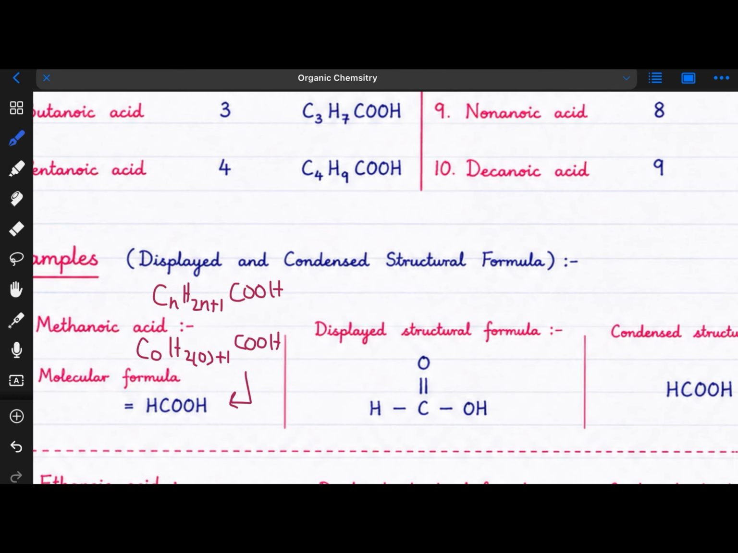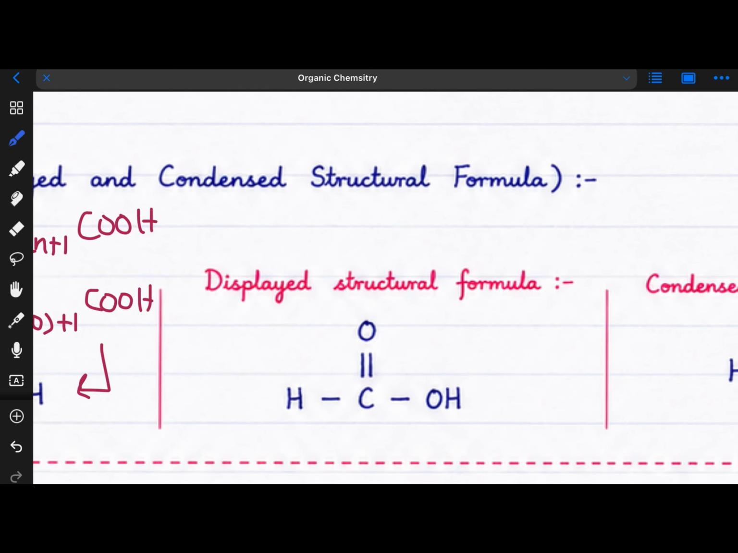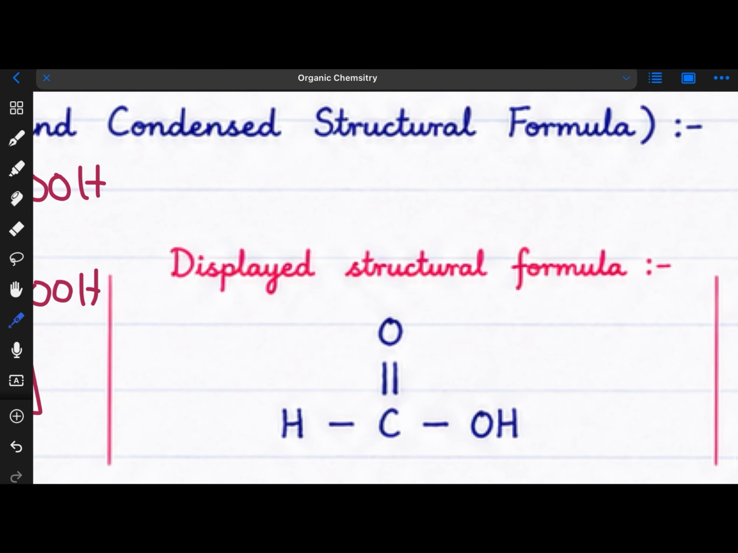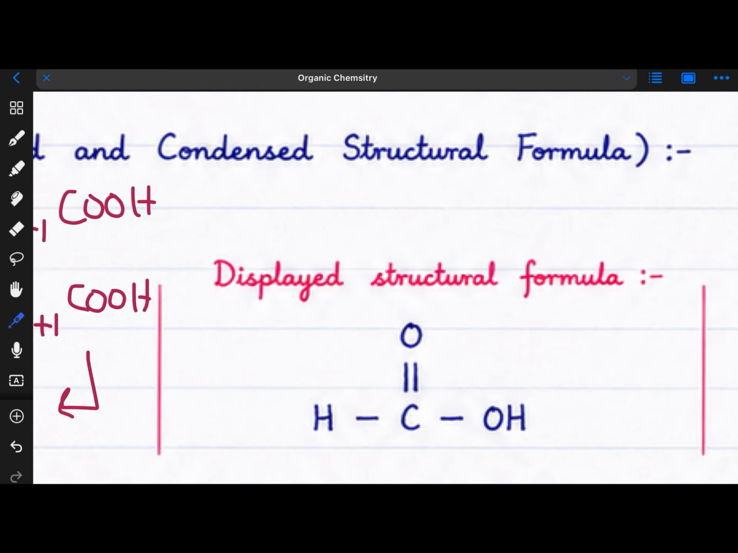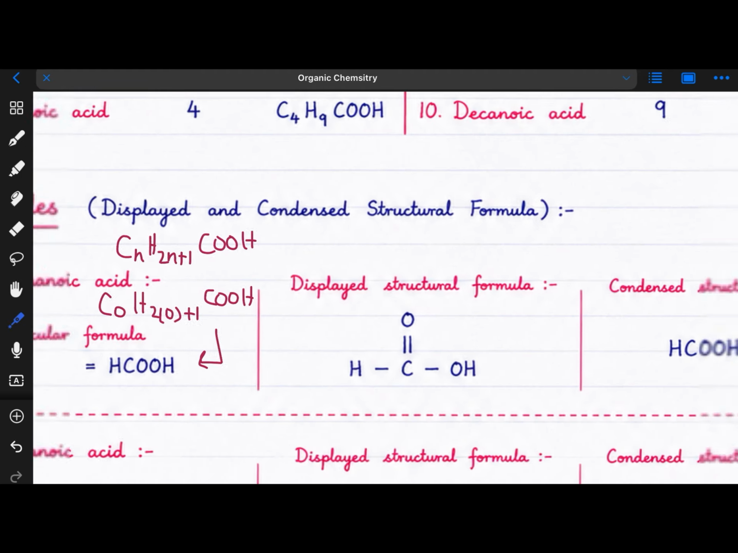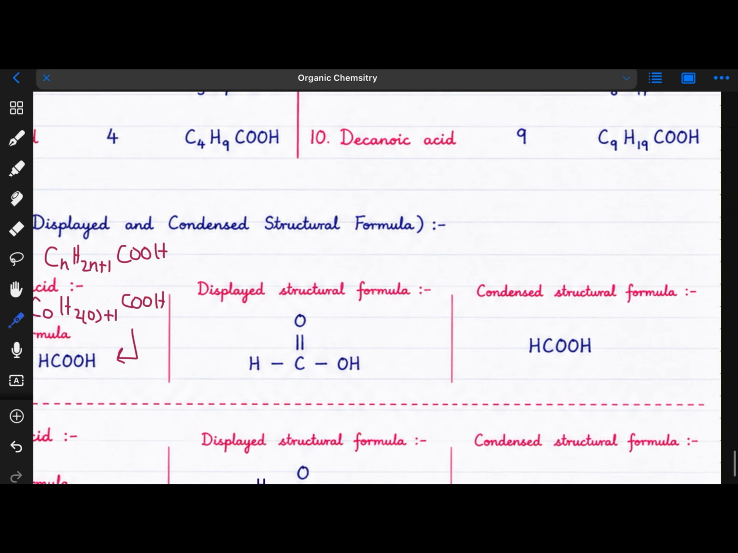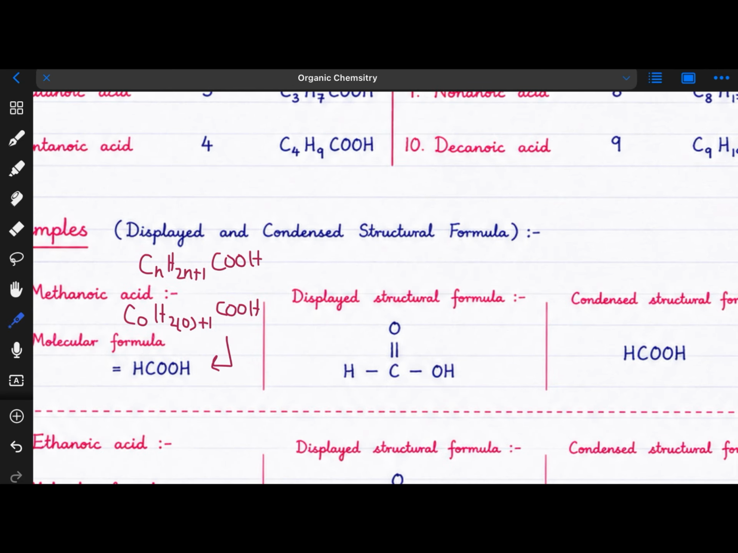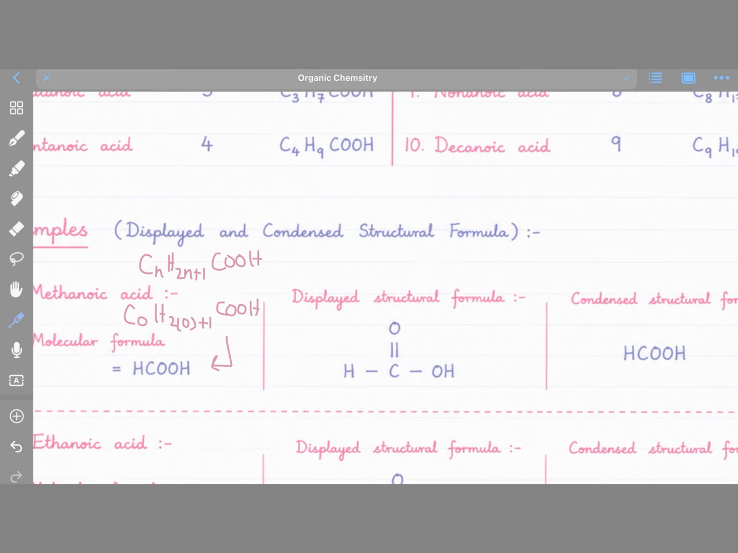Now to write down the displayed structural formula, firstly, draw your carboxyl group like this, and then complete the 4 bonds of this carbon atom. 3 bonds of it are already made, so let's complete the remaining 1. And as you know that there is no other carbon atom in methanoic acid, so we're just going to put an H atom to complete our displayed structural formula. Now to write the condensed structural formula, we just have to write the molecular formula as it is because there is no other carbon atom to be separated.